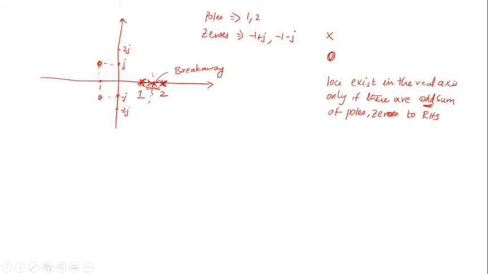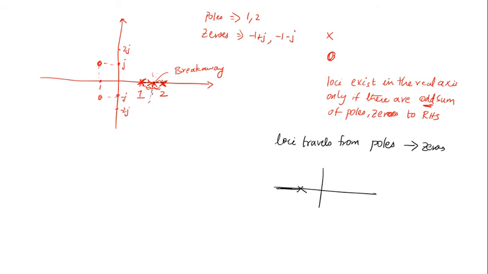And where will it go? It is going to obviously go to the zeros, right? The loci travels from poles to zeros. From poles to zeros. Okay, good. Suppose a system has only one pole and there is no zero at all, where will the loci go?